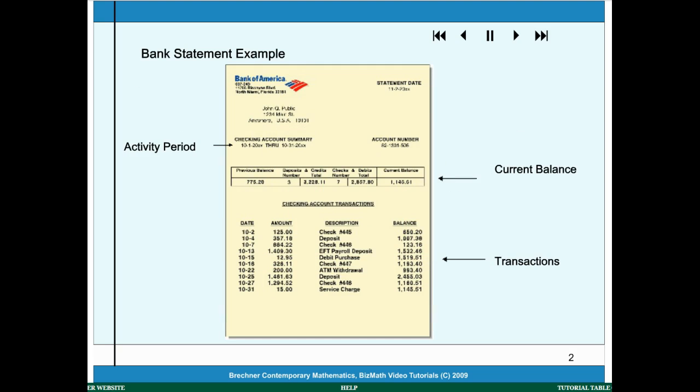This is a sample bank statement. Bank statements can take many forms, but most will have the account number, the beginning balance, the current balance, and all transactions that occurred in the account over the specified time period. This bank statement covers the month of October.